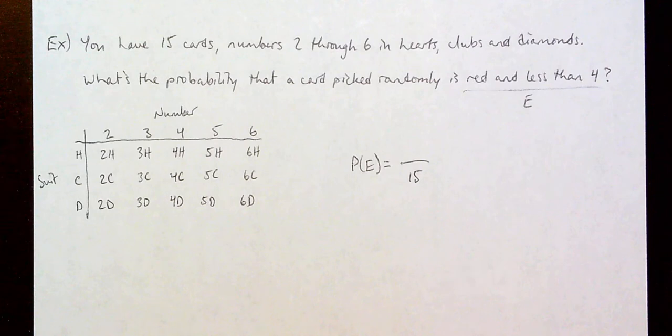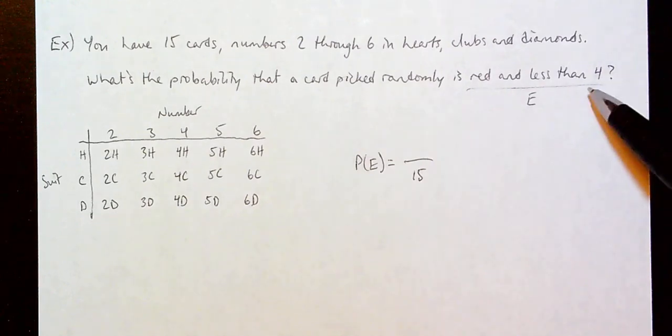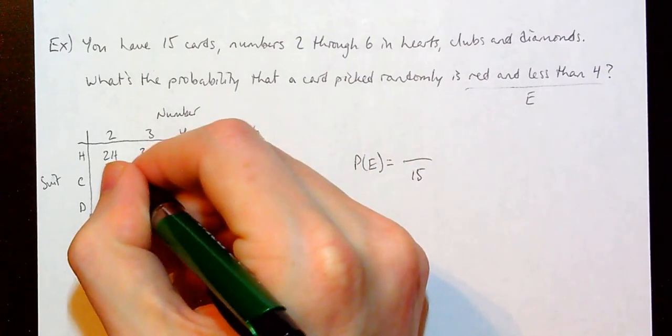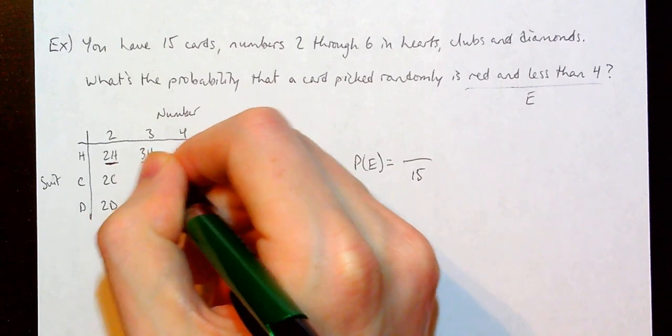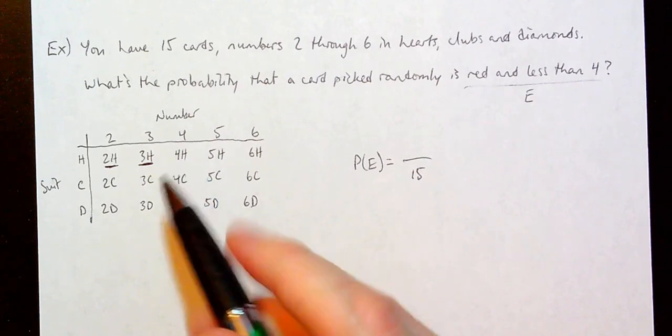Now, how many outcomes are there that are in my event, capital E here? How many cards here are red and less than 4? Well, in a traditional 52 card deck, your red suits are the hearts and the diamonds. So I have hearts, I have diamonds. I need the numbers that are less than 4. 2 of hearts is red and less than 4. So is 3 of hearts. Can't take 4 of hearts because 4 is not less than 4.